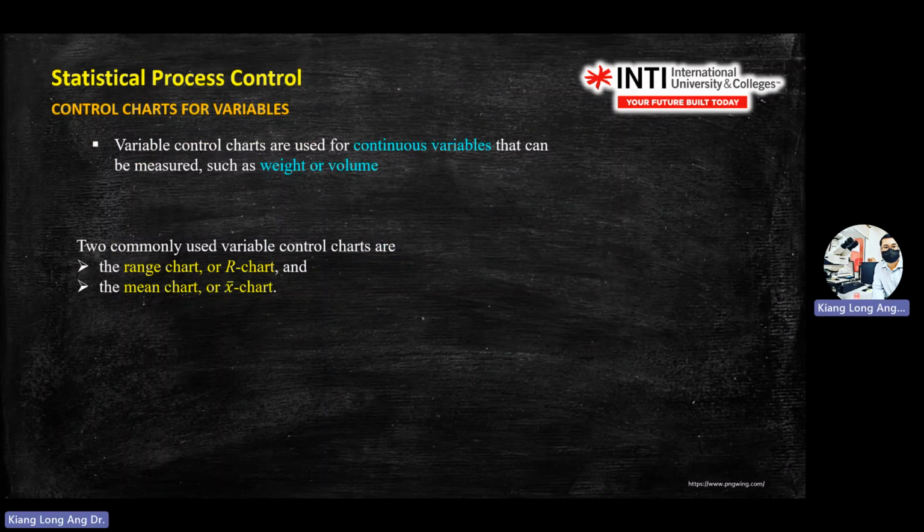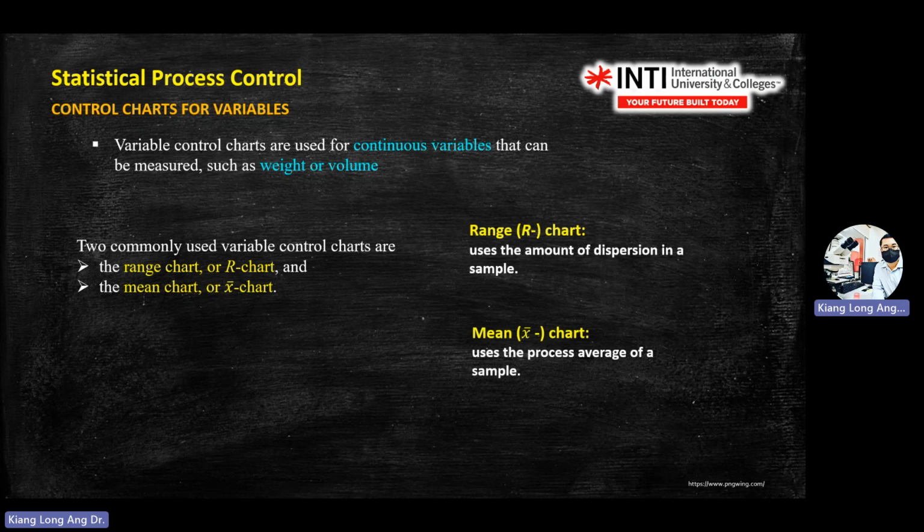When we have a continuous variable, for example you measure weight or volume, then we will use the R chart and X-bar chart, or mean chart. So there are two. Range chart is for dispersion of the sample. Mean chart is for the average, the process average. Again, these two charts, R chart and mean chart, are for continuous variables.